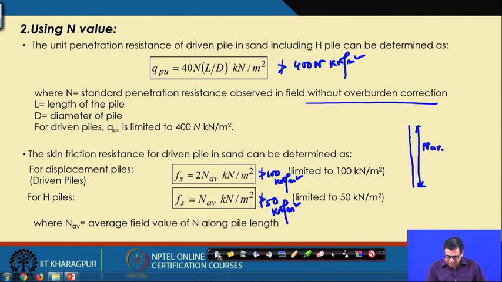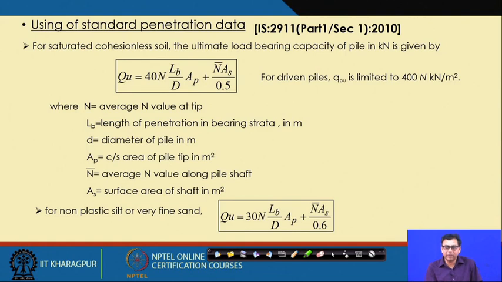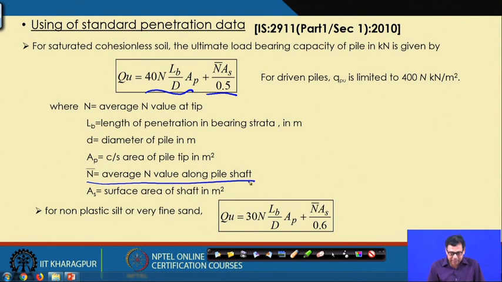Okay. So, this is the expression for the N value part, and similarly the IS code also gives similar expressions for load carrying capacity of the pile. This is the tip resistance, this is the friction resistance. Here N bar is the N average along the pile shaft. And AP is the cross section area of the pile tip in meter square, N is the average value at the pile tip, and this area is in meter square. So, ultimately you will get kilonewton, since this is the area you are multiplying. So, ultimately the unit will be kilonewton.